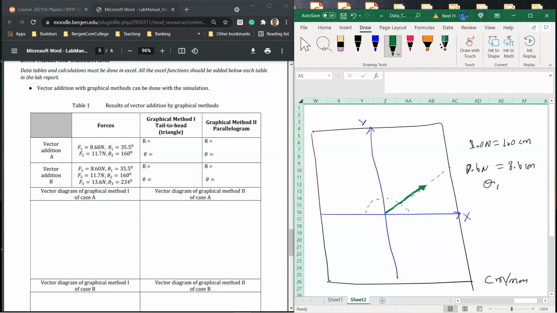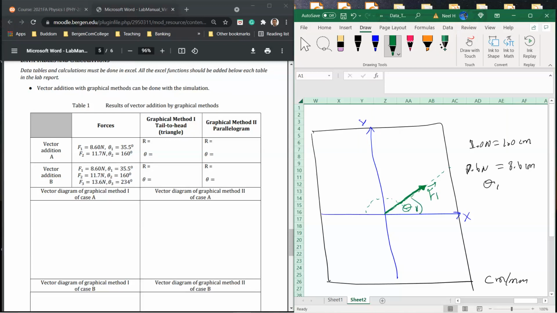8.6 centimeters. That is going to be vector F1. Then we make that line solid and put an arrowhead. That arrow represents the direction. The size of that line represents F1, which means this angle should be theta 1.